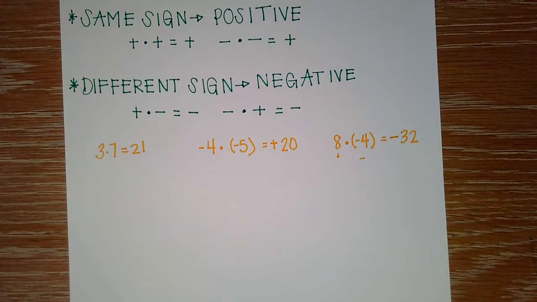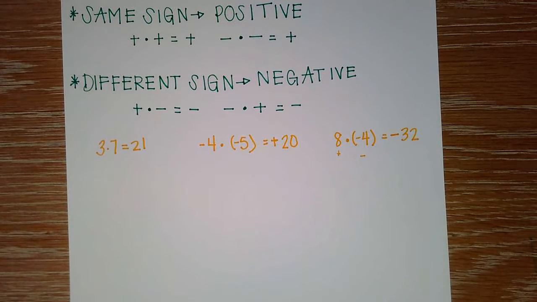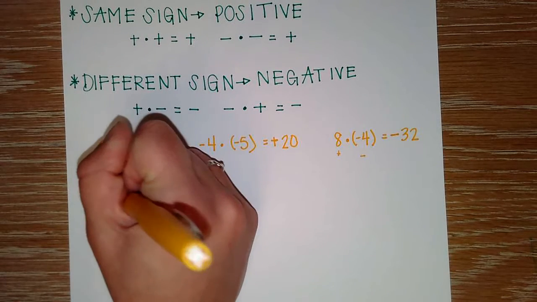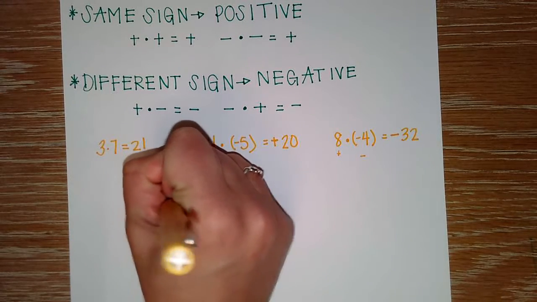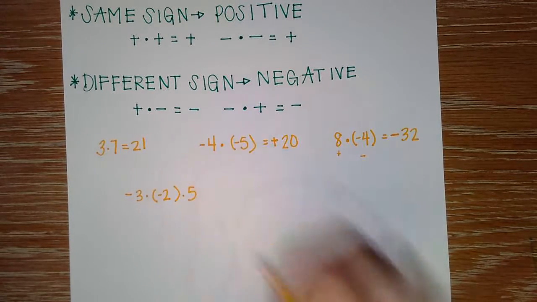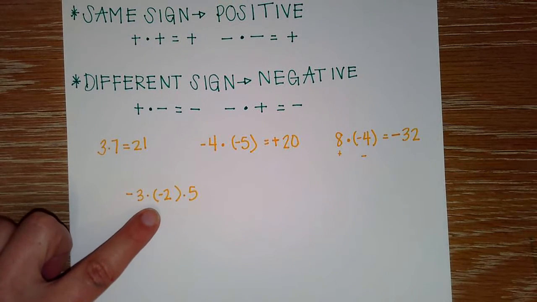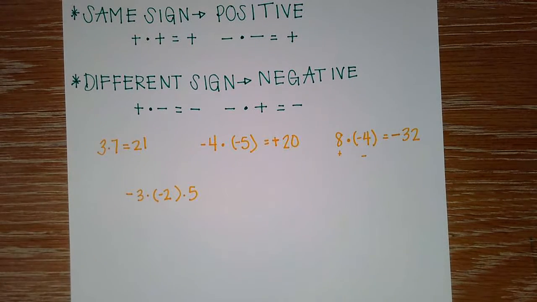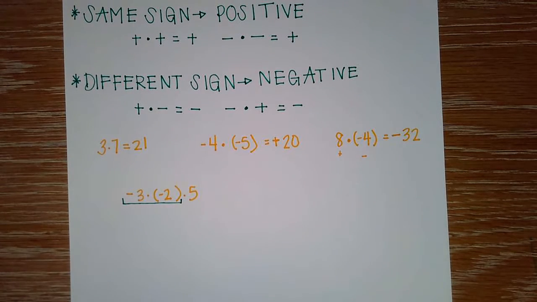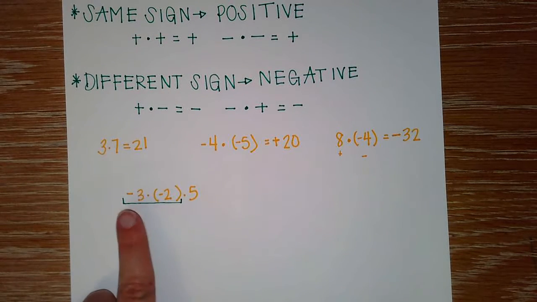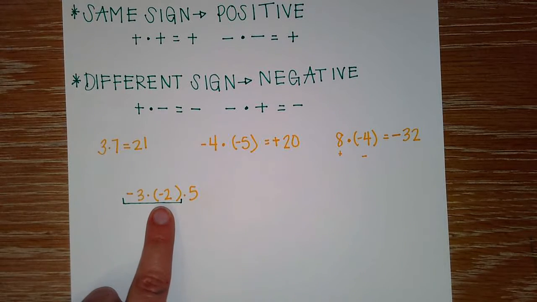Now, sometimes you might get a 3-step problem. So you'll have a multiplication problem with 3 factors. That might look like this: negative 3 times negative 2 times positive 5. When we see a 3-factor multiplication problem, we want to do it part by part. So we'll do this first little bit first. We always want to go in order, moving left to right. So we'll do negative 3 times negative 2 to start.